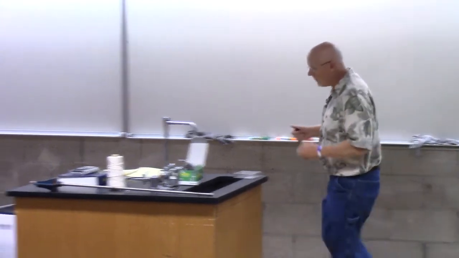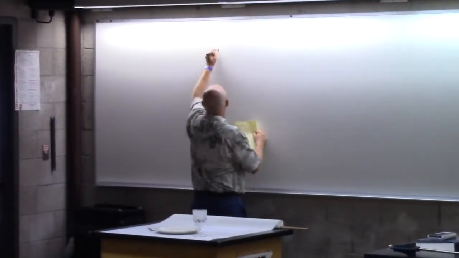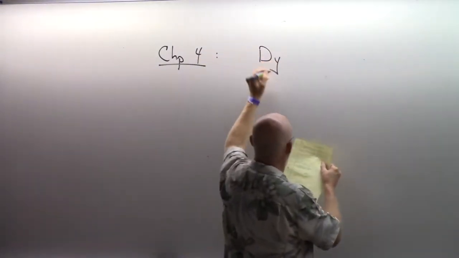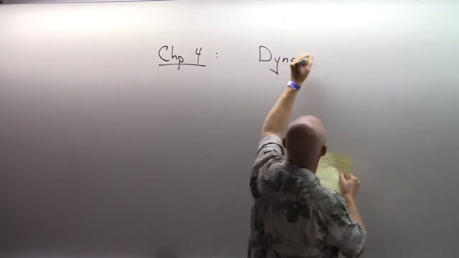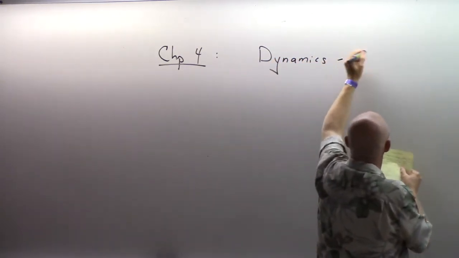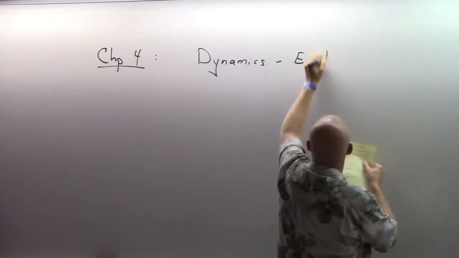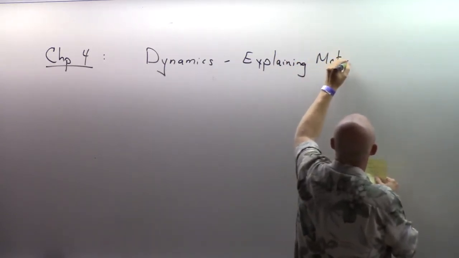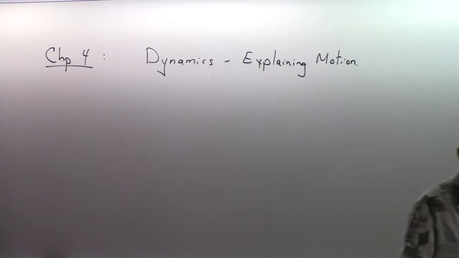All right. So with that in mind, I would kind of describe chapter 4 as dynamics. I would use the phrase "explain motion." In other words, these last two chapters, first on one-dimensional kinematics and then on two-dimensional kinematics, really, in my definition, would go under describing motion.